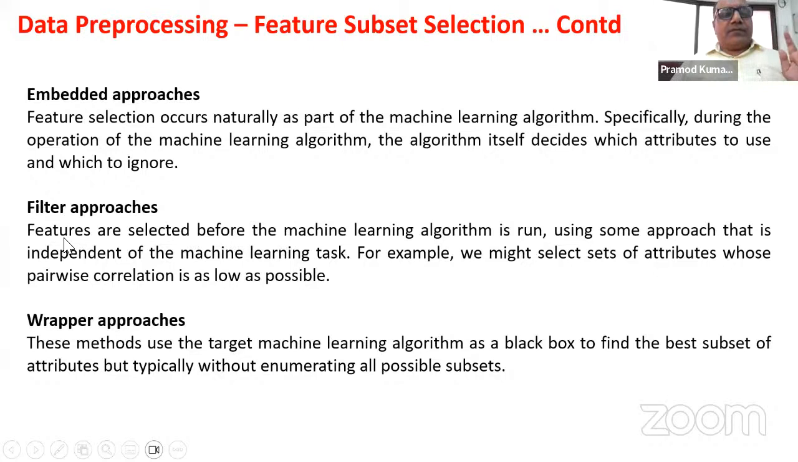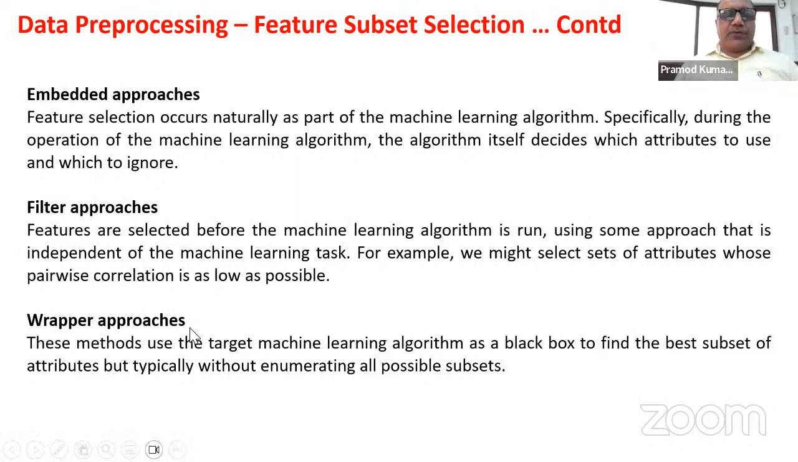Rather, the selection of the features is independent of the machine learning. It means we are not going to use any machine learning algorithm for finding out which is important and which is not important. It will be done separately. We will use some statistical or other models to define what is relevant and what is not, and then we will take the reduced features and give them to the algorithm. That is basically the filter approach.